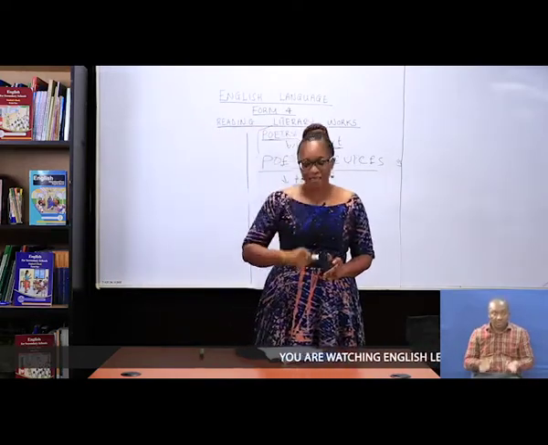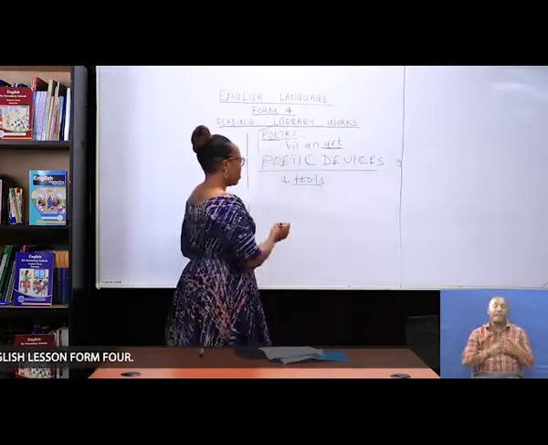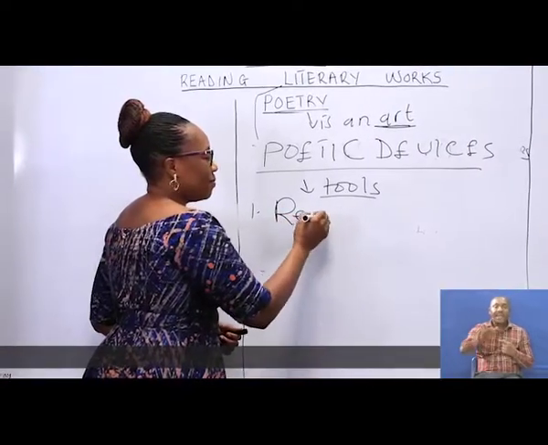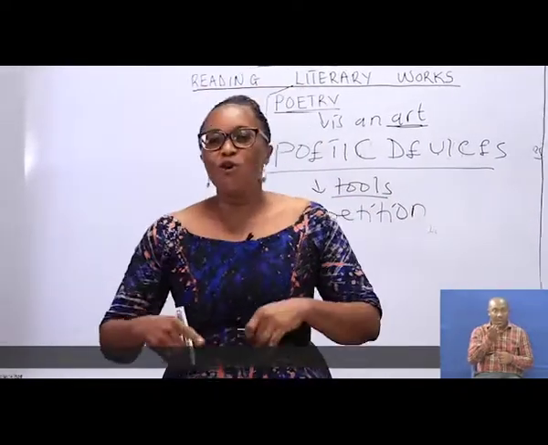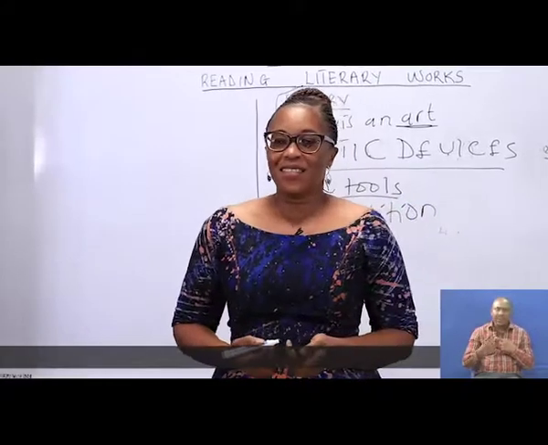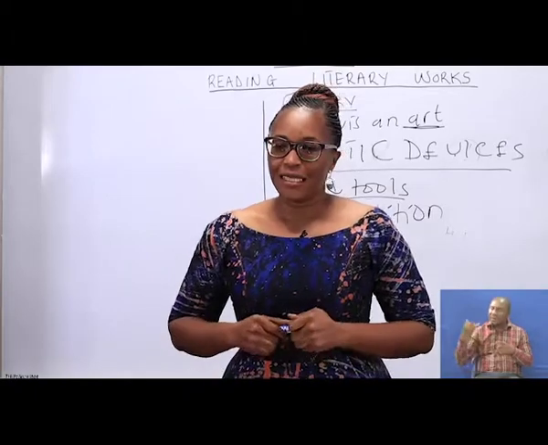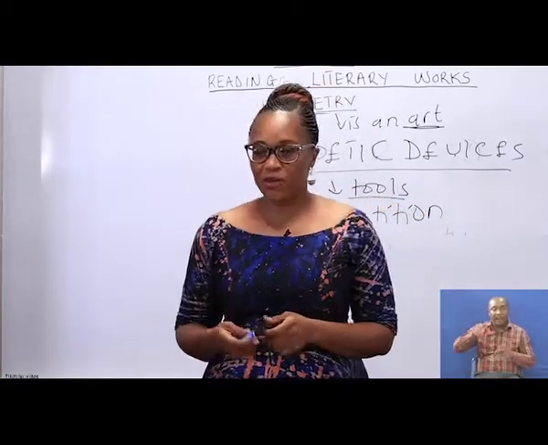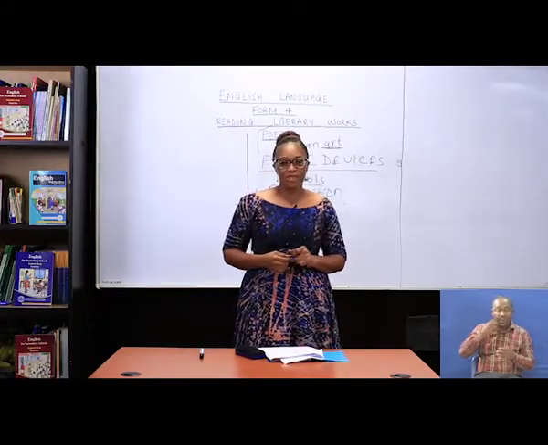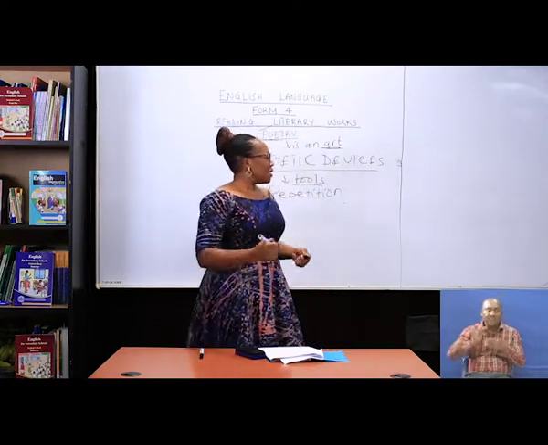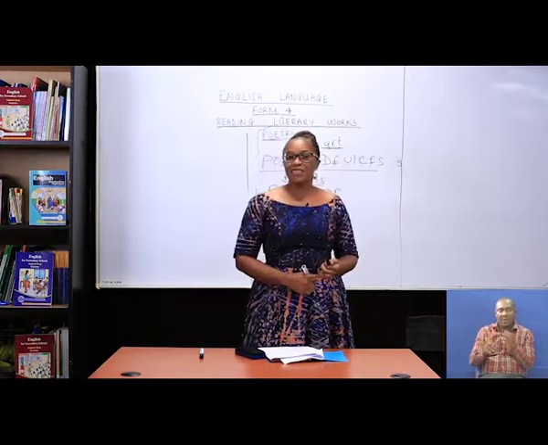So what are some of those poetic devices? The first one is repetition. You know what is repetition? When you go on and on about something, you tell me something, you tell me again, that is repeating. But in a poem, repetition is very important because a poet is trying to drive a certain message home. Why are they repeating? So we have repetition, but repetition is divided into three kinds.